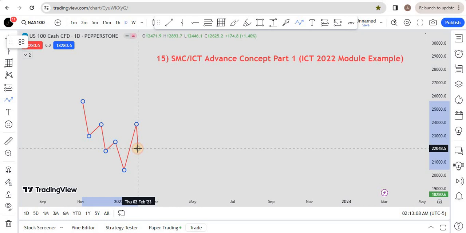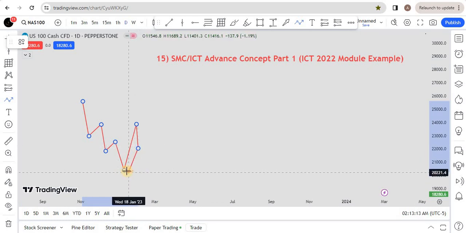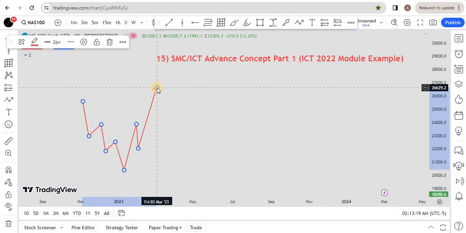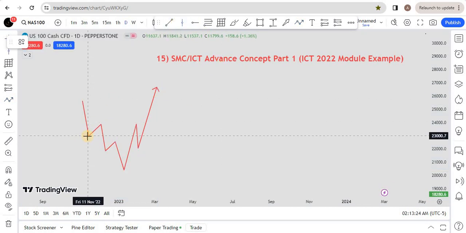Once that happens, you enter from that fair value gap, put the stop loss at the low of the leg or the beginning of that fair value gap, and target the opposite side liquidity. So you are basically going to mark the midnight.